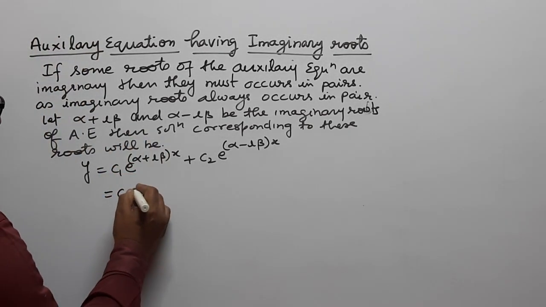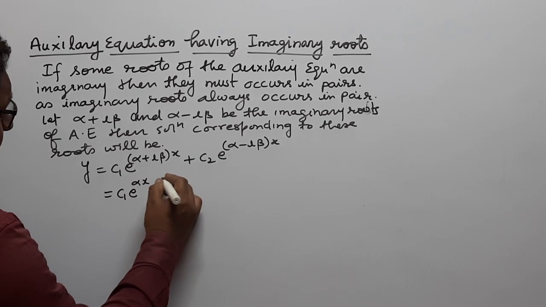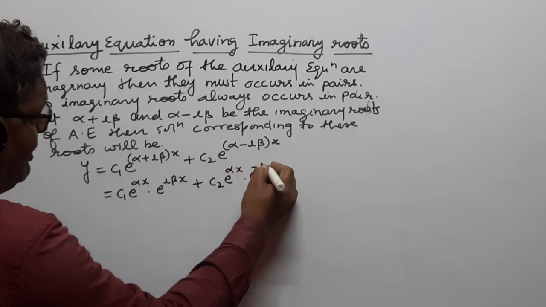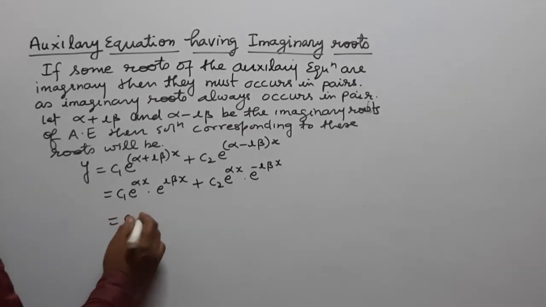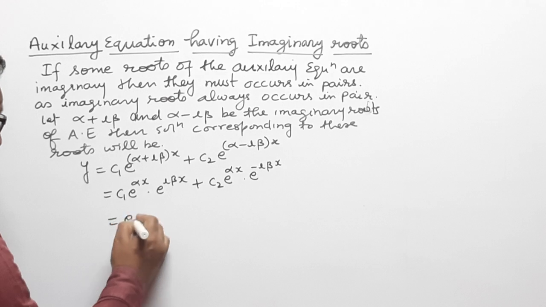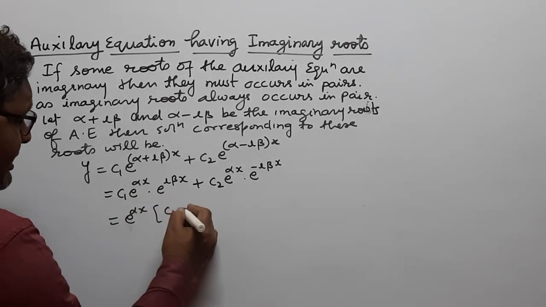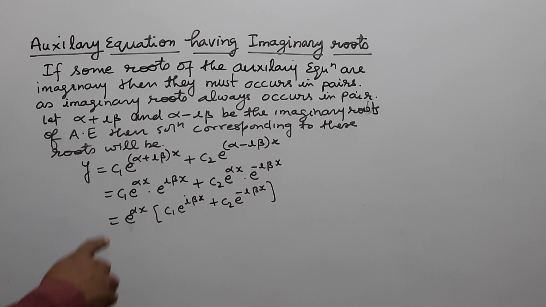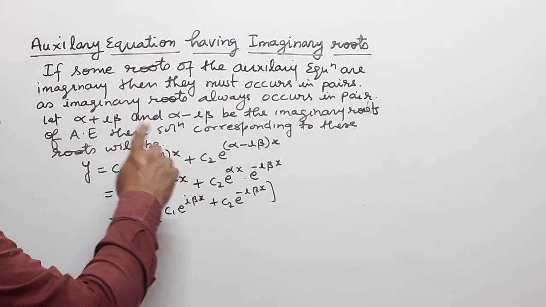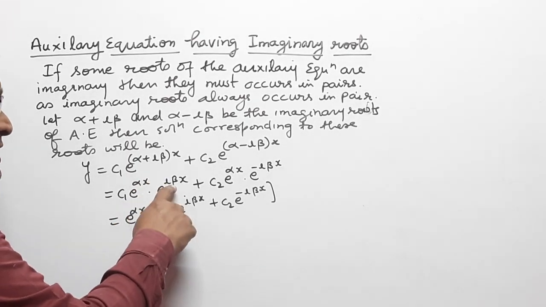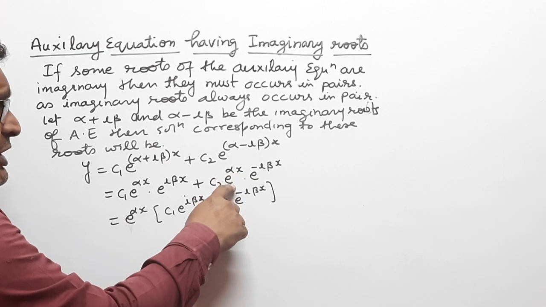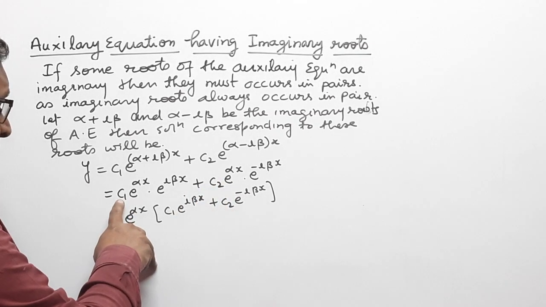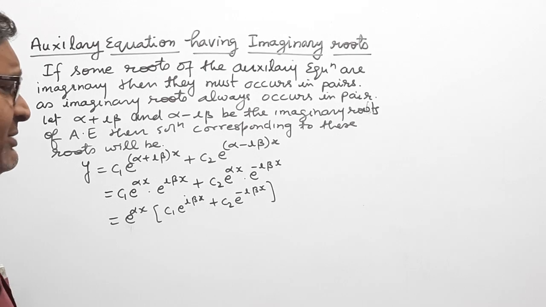Now this can also be written by breaking the power of e: alpha plus i beta x can be written as e to the power alpha x multiplied by e to the power i beta x. Similarly, here we write e to the power alpha x multiplied by e to the power minus i beta x. You can see that e to the power alpha x is common, so we get c1 e to the power i beta x plus c2 e to the power minus i beta x in bracket.